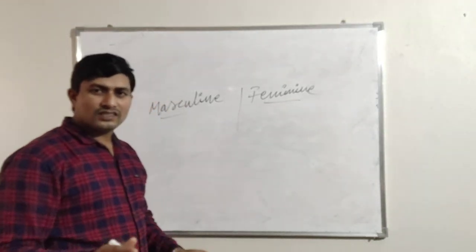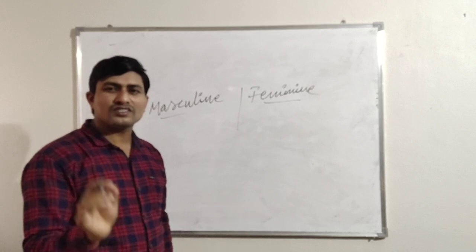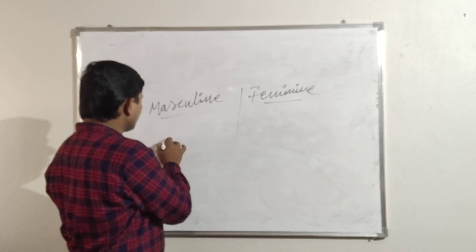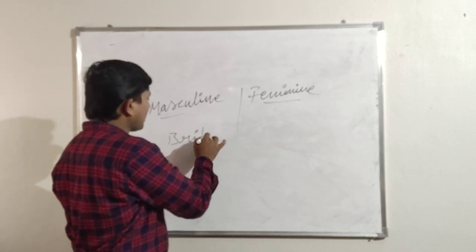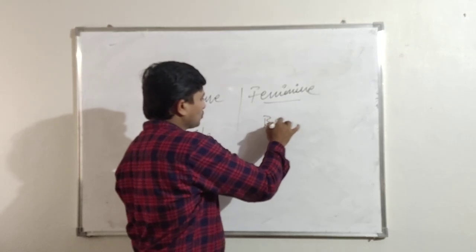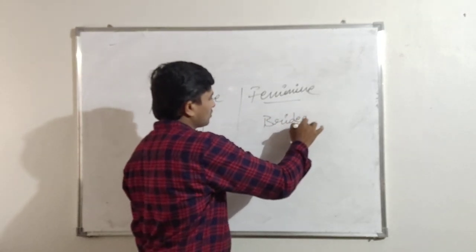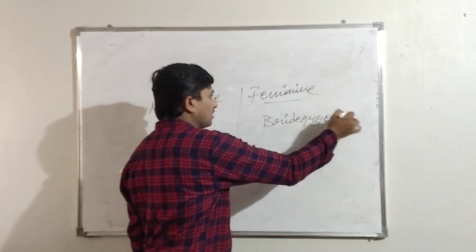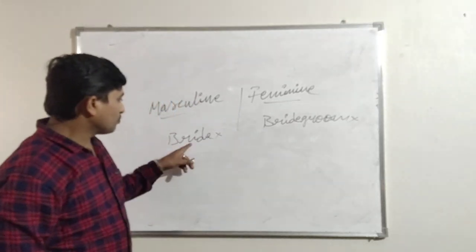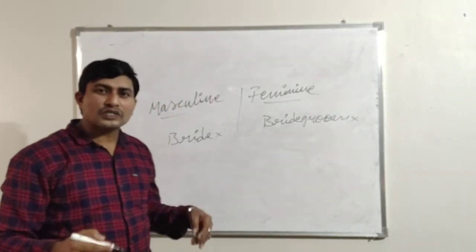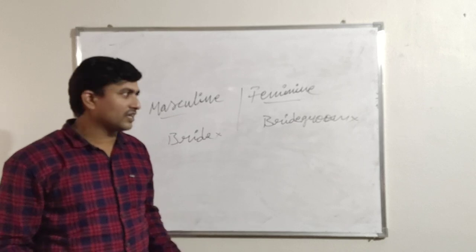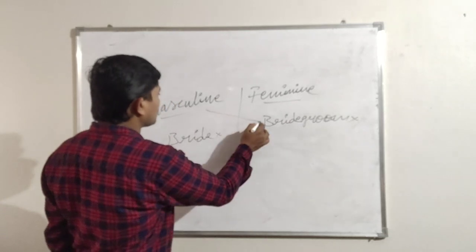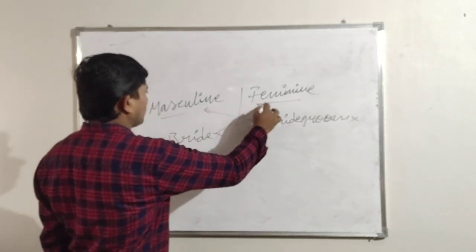Masculine, feminine. As I was teaching this class, there was a mistake. The mistake is here: masculine was given as bride and feminine as bridegroom. So this is wrong. Bridegroom is not feminine. A bride is a woman who is going to get married, and a bridegroom is a man who is going to get married.